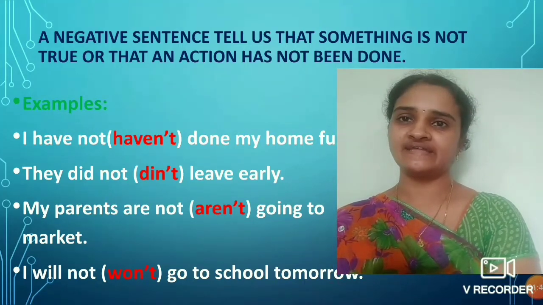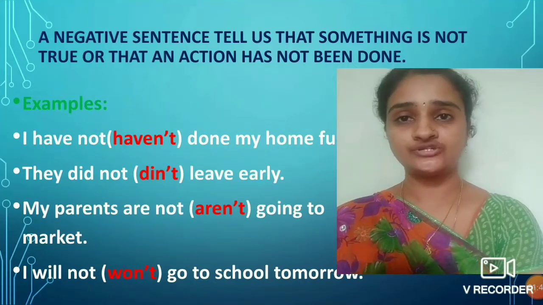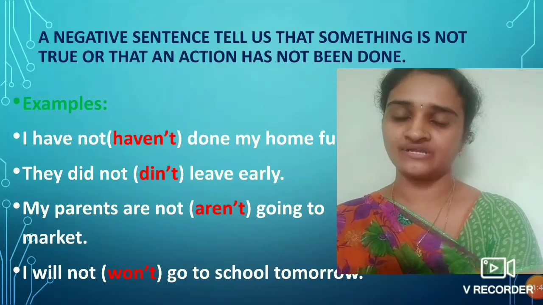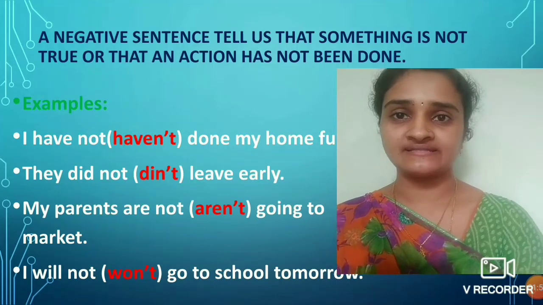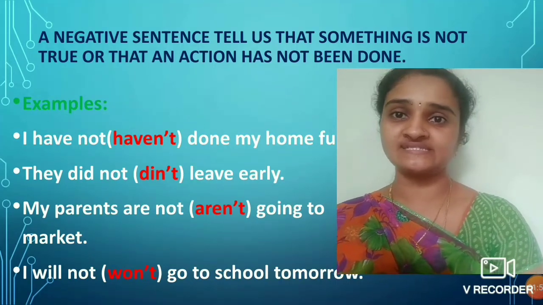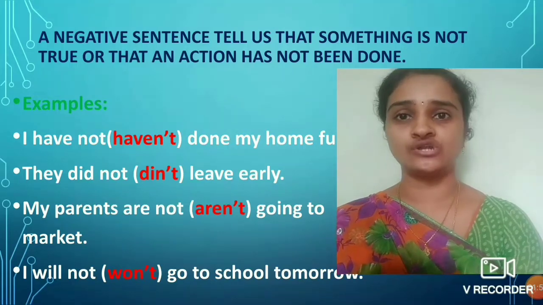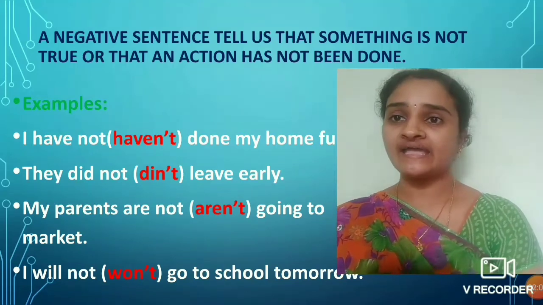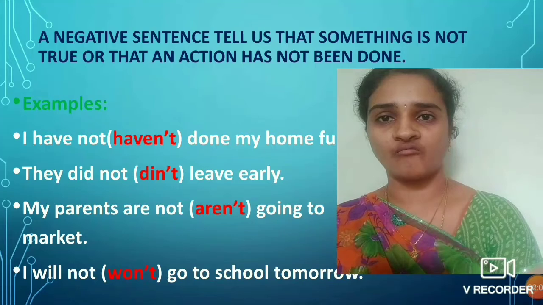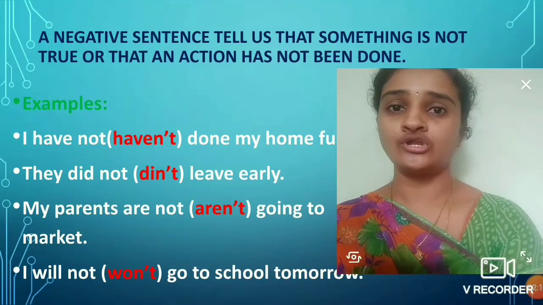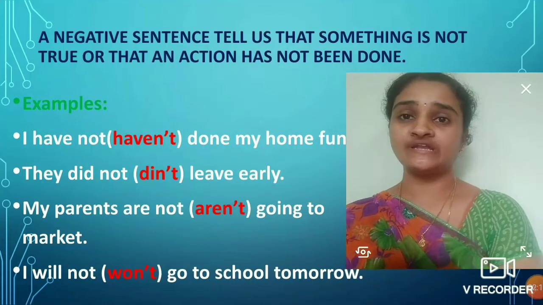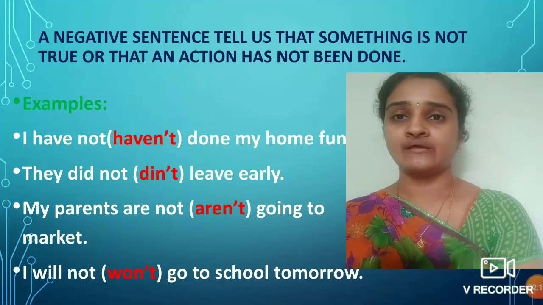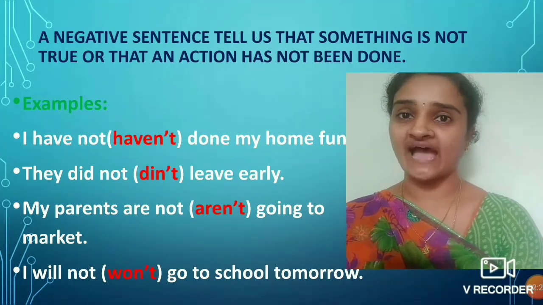A negative sentence tells us that something is not true or that an action has not been done. Children, a negative sentence tells us that the sentence is not true. That means it is false, or the action which is not done. Okay, let us see some more examples here. I have not done my home fun. So it can also be written as I haven't done my home fun. Children, haven't is the short form of have not.